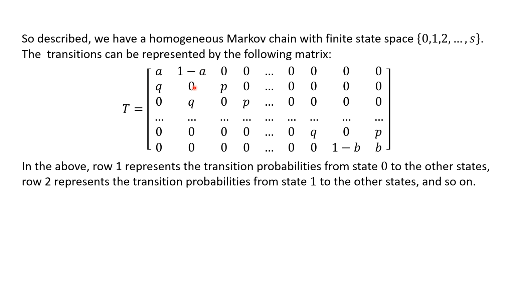If you're in state 1, you can go back to 0 with probability Q, or you can move up to state 2 with probability P, and then it just continues until you hit this other barrier where if you're in state S, you go back to state S with probability B, or you start shifting back in the other direction with probability 1 minus B. Okay, so you might want to try drawing this. This is a little bit more complex, but it's pretty much a straight line with the states 0 and S having a line going back to itself, and then the other states just having lines going either forward or backward.